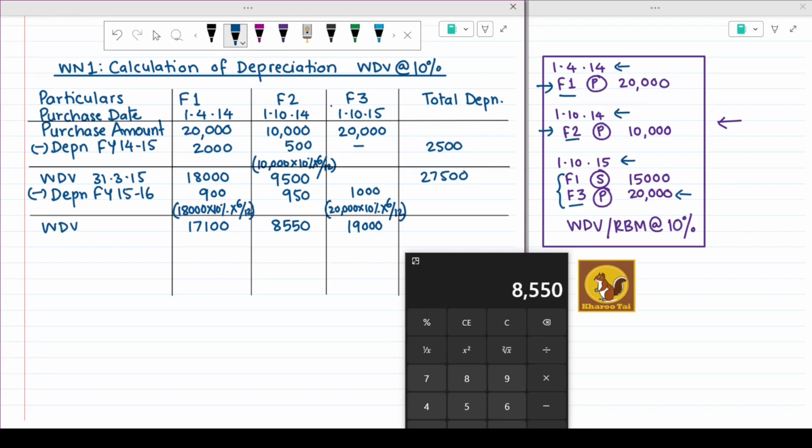WDV as on 31/3/16. So the total of depreciation, 900 plus 900 plus 950, is 2,850, and the total of WDVs, 17,100 plus 19,000, that is 44,650.